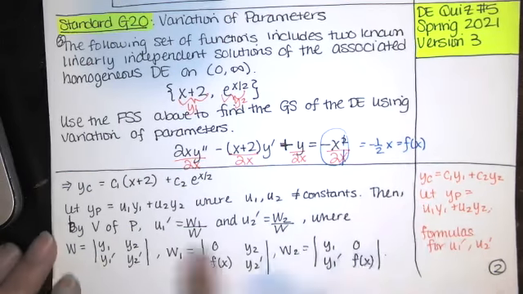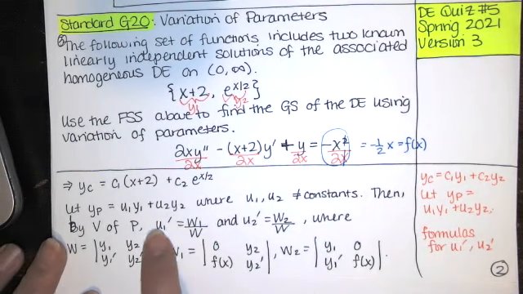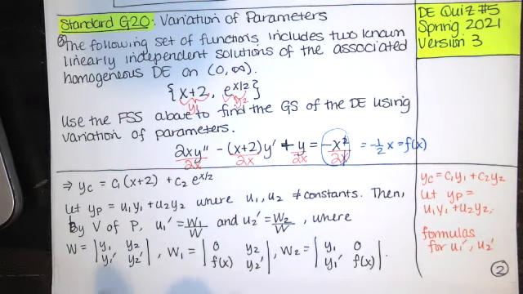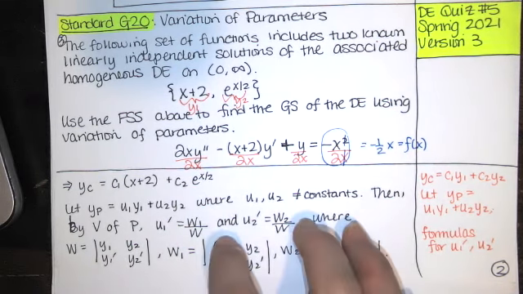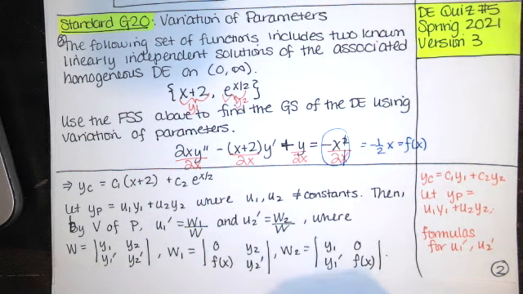Okay, in order to find this, we need to find u1 prime and u2 prime, which means first we need to find the w's. We'll substitute them in, then we'll know what the derivatives of u1 and u2 are, and we'll take the antiderivatives to get u1 and u2 back. Once we have those, we'll plug them in here. That'll be our y sub p. Y sub c plus y sub p will be the general solution. Okay, so that's the plan.